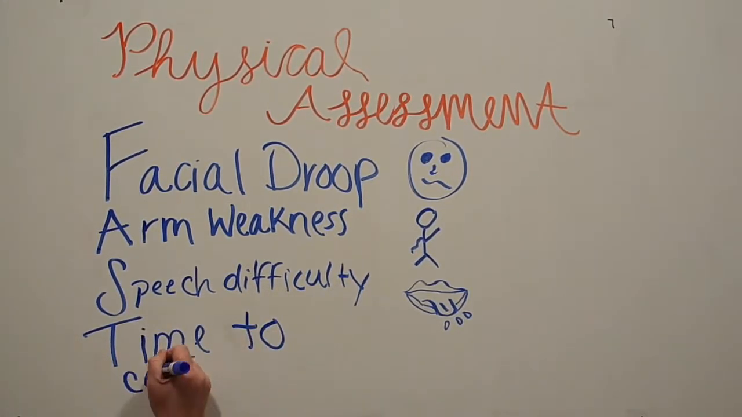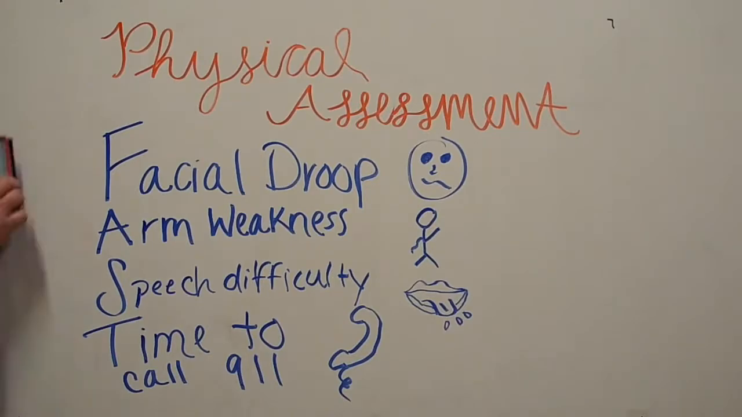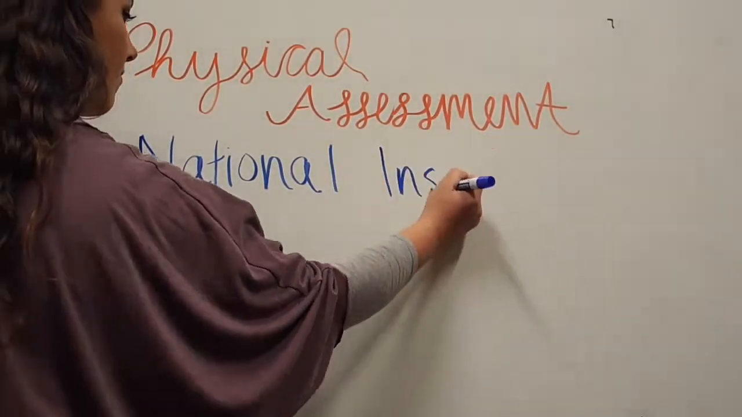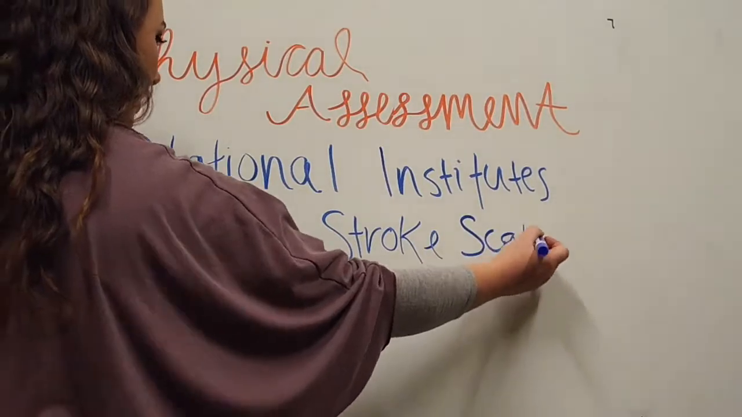Finally, the T stands for time to call 911. Time is of the essence in treatment of a stroke in order to prevent long-term brain damage. In a clinical setting, the National Institutes of Health Stroke Scale is used to quantify stroke severity based on the weighted evaluation findings.